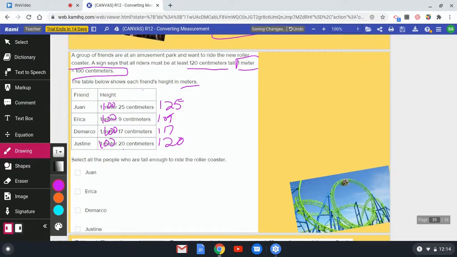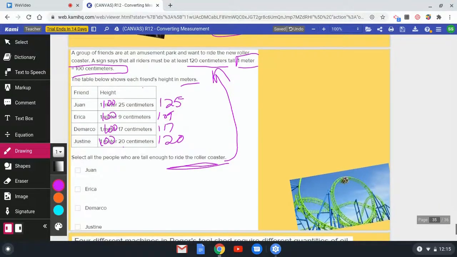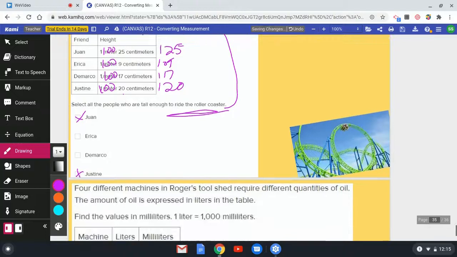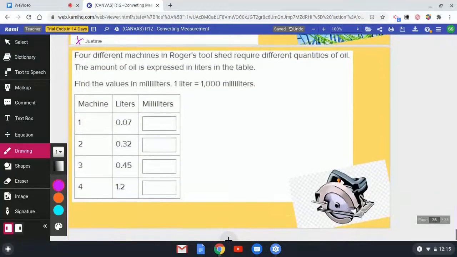Select all the people who are tall enough to ride the roller coaster. So remember, you have to be at least 120. So is Juan tall enough? Yes. Is Erica tall enough? No. Is DeMarco tall enough? No. Is Justine tall enough? Barely, but yes.